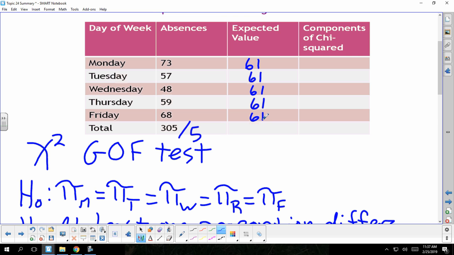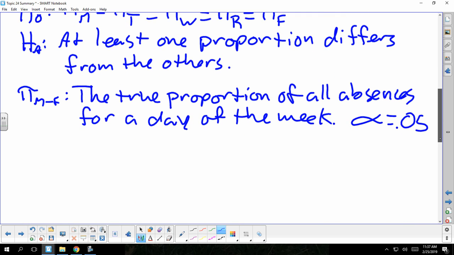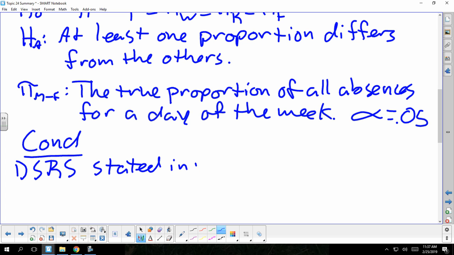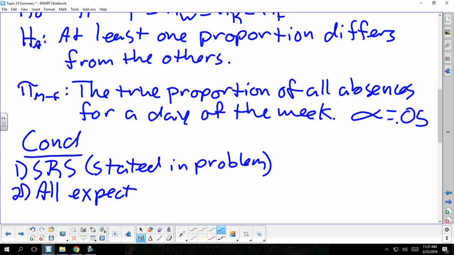So now we can go ahead and verify our conditions. We have our simple random sample, and that is stated in the problem. And 2, all expected counts are greater than or equal to 5.